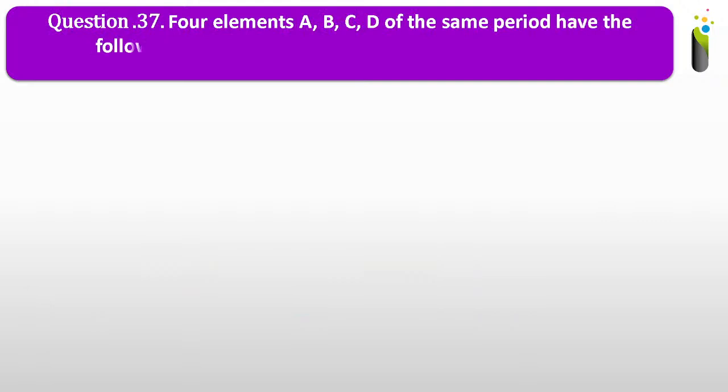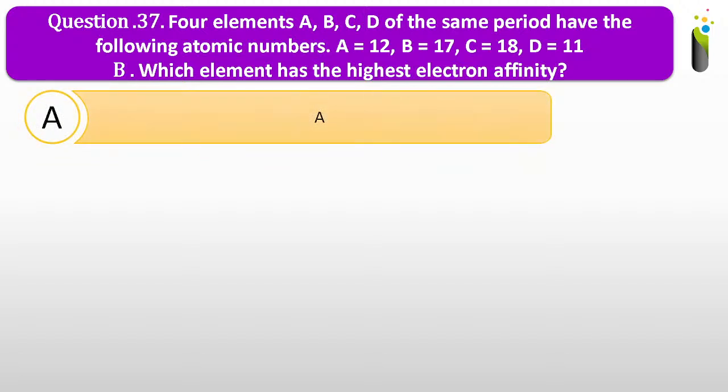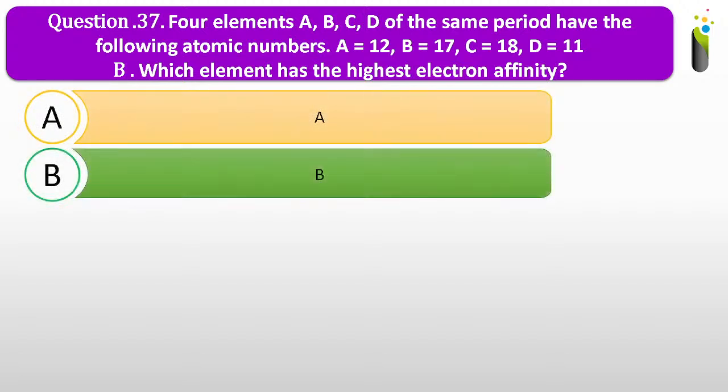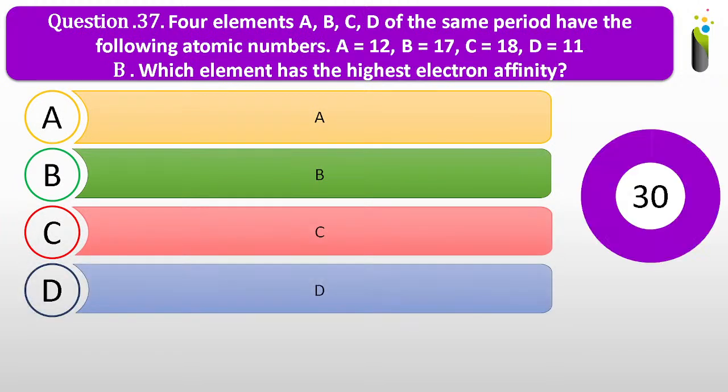I'm reading this question again so that it should help you. Four elements A, B, C, D of the same period have the following atomic numbers. A with atomic number 12, B with 17, C with 18, and D with 11. Which element has the highest electron affinity? A, is it A? B, is it B? C, is it C? D, is it D?